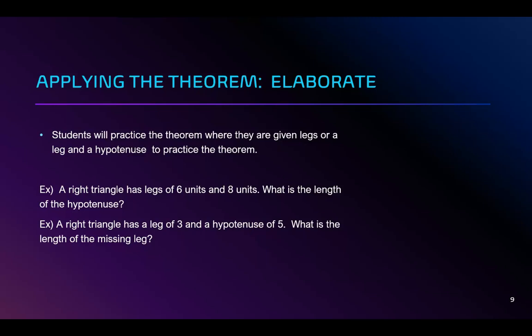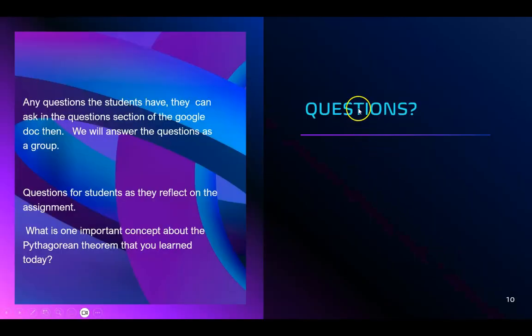And then lastly, elaborate. Here is where the students are going to practice problems and apply the Pythagorean theorem, putting it into practice. You're going to have a set of problems, and the students are going to practice. The problems will be both word problems and actual problems with given triangles. The students will practice these problems so they can gain an understanding of how to use the Pythagorean theorem effectively.